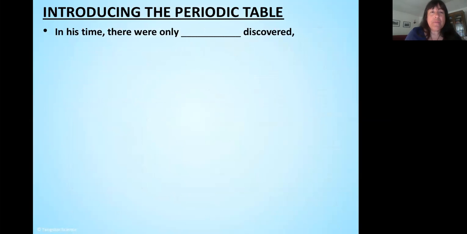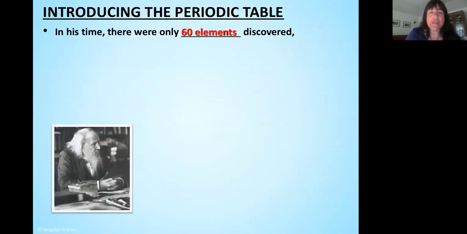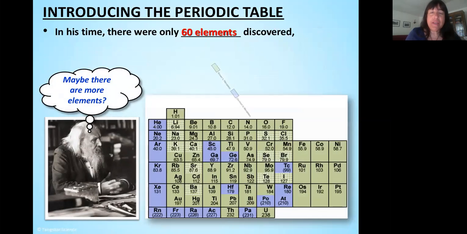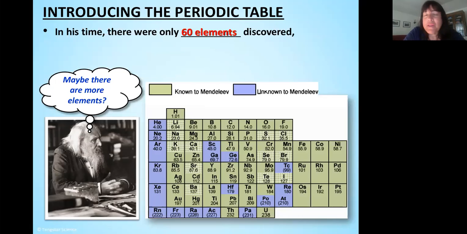So, in his time, there were only 60 elements discovered. And he thought, maybe there's more. He was very obsessive. He had all the elements written out on cards, and he would move the cards around, and he was like, I'm going to find a way to organize this list of elements. And luckily, he did do that.